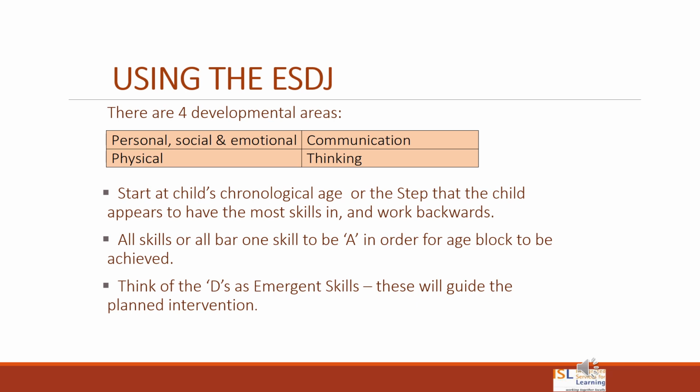Using the Early Support Developmental Journal. There are 4 developmental areas and they are personal, social and emotional, physical, communication, thinking. Start at the child's chronological age or the step that the child appears to have the most skills in and work backwards. All skills or all bar one skill to be A in order for the age block to be achieved. Think of the D's as emergent skills. These will guide the planned intervention.